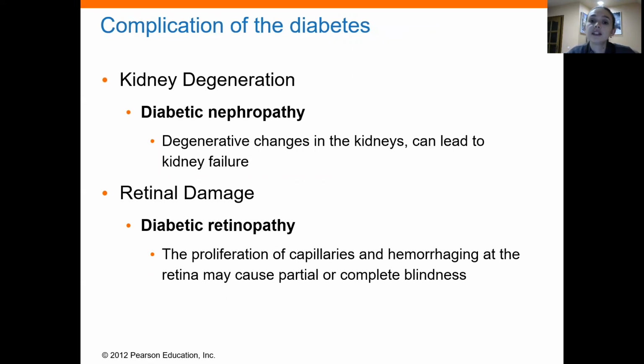What about the kidney degeneration? In this situation diabetic nephropathy will appear. Degenerative changes in the kidney can lead to kidney failure. Retinal damage, or diabetic retinopathy: the proliferation of the capillaries and hemorrhaging at the retina may cause partial or complete blindness.